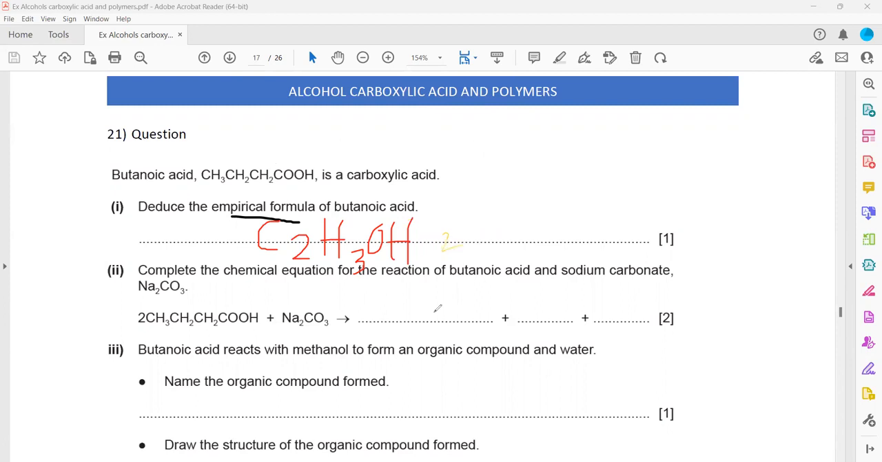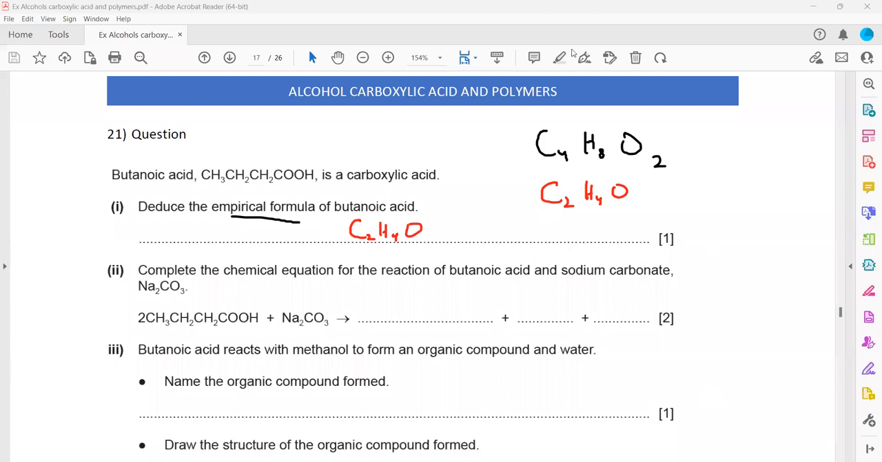When you count all of them, this will be C4. Like 1, 2, 3, 4, C4. And how many hydrogens are there? That is 8, and O2. But when you take the simplest ratio between 4, 8 and 2, this will be C2H4O. So C2H4O.